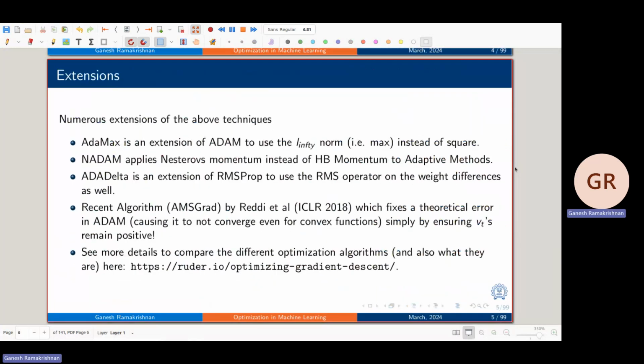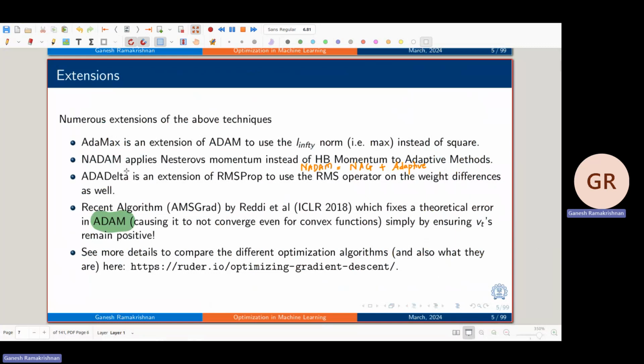There have been numerous extensions of the above techniques. It's there in the AdaDelta optimizing gradient descent blog. And there is also this NADAM. What would you expect NADAM to be? Nesterov, right? That's what I said. So that variant is also there. NADAM is Nesterov accelerated gradient plus adaptive.